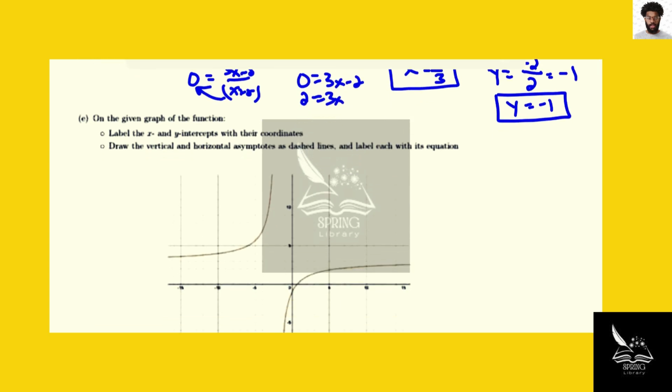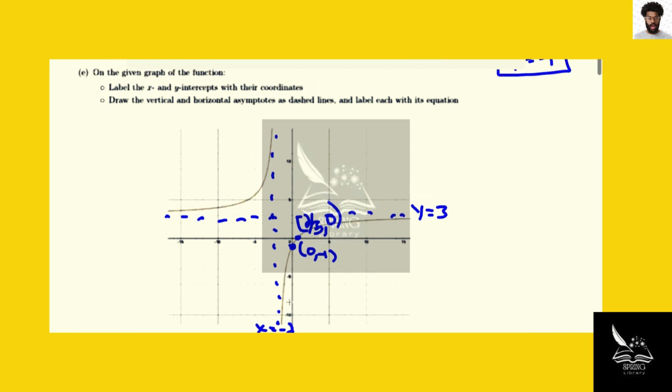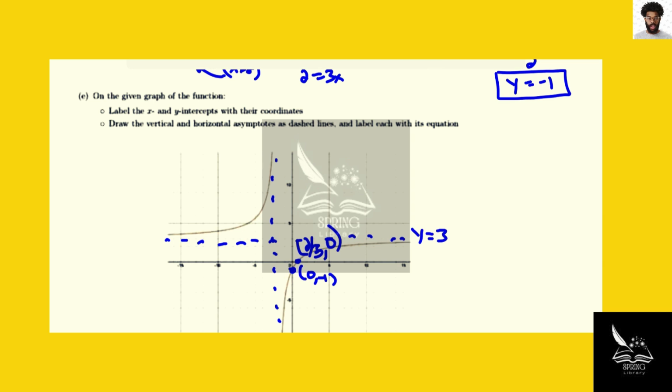So we can see this. Y-intercept at 0, negative 1. X-intercept at 2/3, 0. And we've got our horizontal asymptote at y equals 3, and our vertical asymptote at x equals negative 2. And I think we got all of that in.